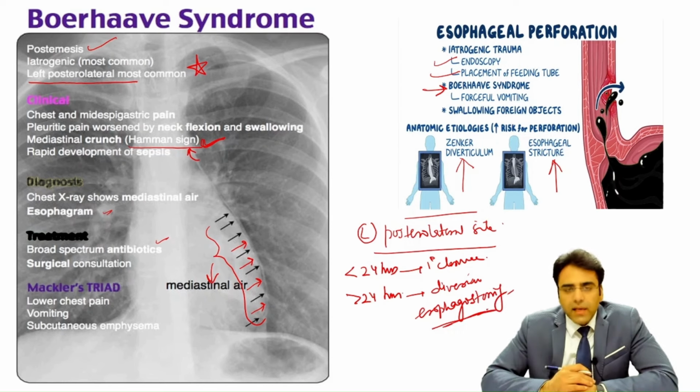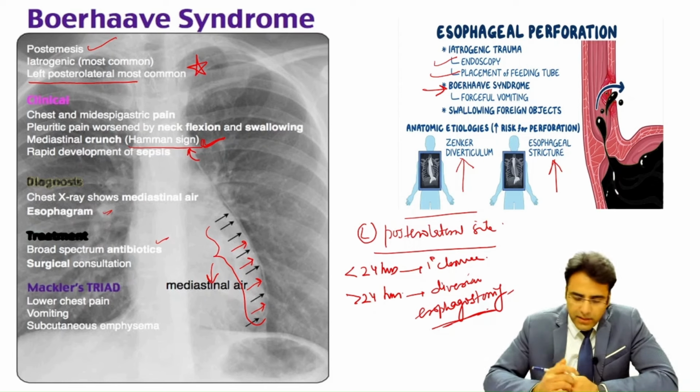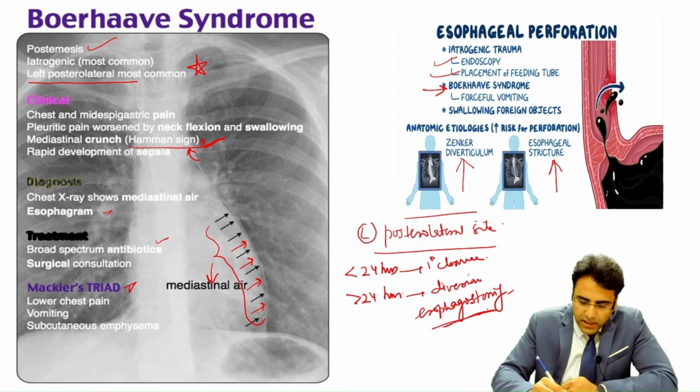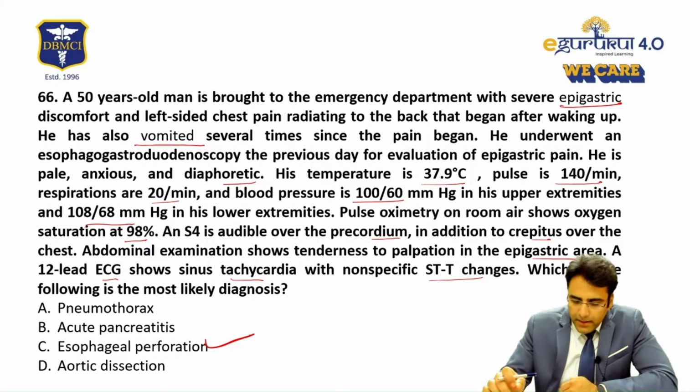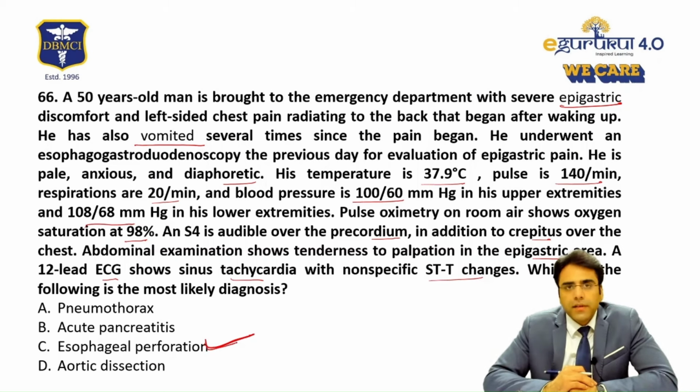Clear? Now, what is Mackler's triad? It consists of lower chest pain or epigastric pain, vomiting, as well as subcutaneous emphysema. Again, very, very important. So in this case, the patient is suffering from esophageal perforation. Clear? Now let us try to rule out other options.